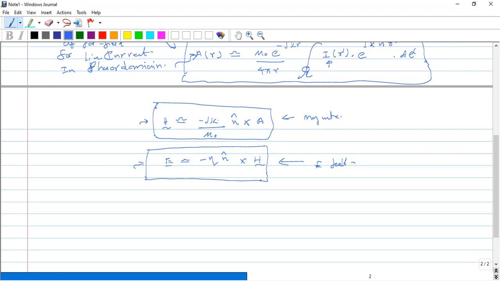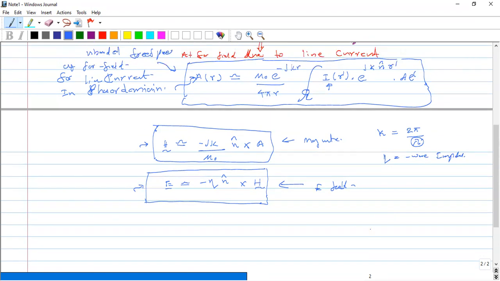This k is called the wave number, and it is defined as 2 pi by lambda. And this eta is called the wave impedance, and it is a constant. But the wave number is not a constant, it depends on the frequency that the antenna is radiating. So that is it.